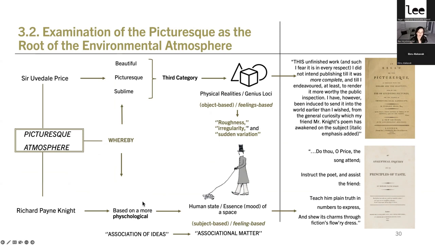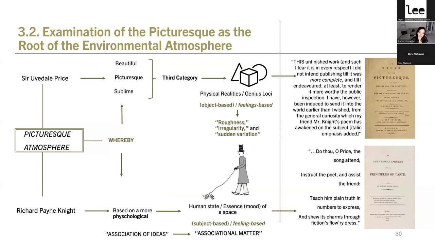Whereas Knight looked from another perspective, based on a more psychological and subject-based side of the picturesque. However, at the end of the debate, surprisingly, they proposed similar approaches for the practical side of the picturesque, despite the disagreements on the theoretical side. Price, for example, criticized the lack of genius loci of a place in Brownian-style gardens and defined the picturesque with the keywords of rawness, irregularity, and also sudden variation.